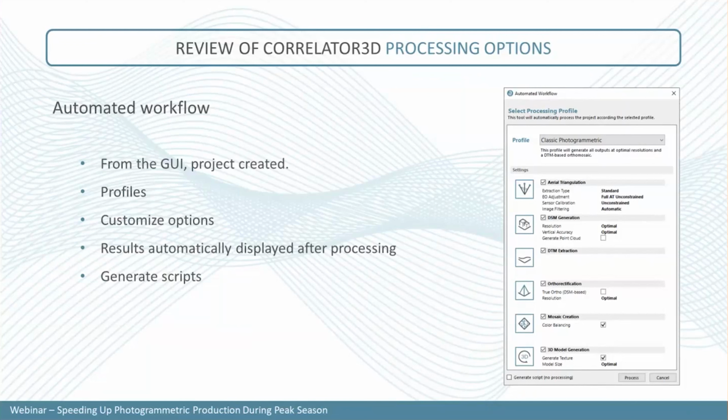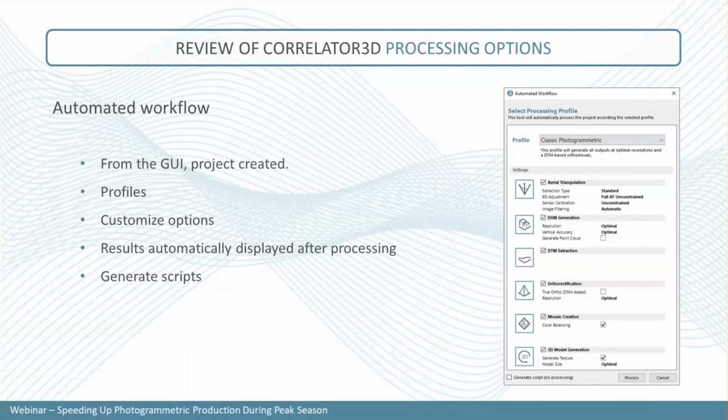There are different profiles that can be associated with the automated workflow. So depending on your needs, if you need a true ortho, a classic photogrammetric project, or if you want to have a quick, fast project, just an overview of the project, well, we have different profiles that can be selected from the automated workflow, depending on your project needs. You can also customize your own options with the automated workflow. So based on the settings that you want, you can set the resolution of your DSM or your DTM. You can set the ortho resolution. Also in the AT part, you can set the type of bundle adjustment process you want.